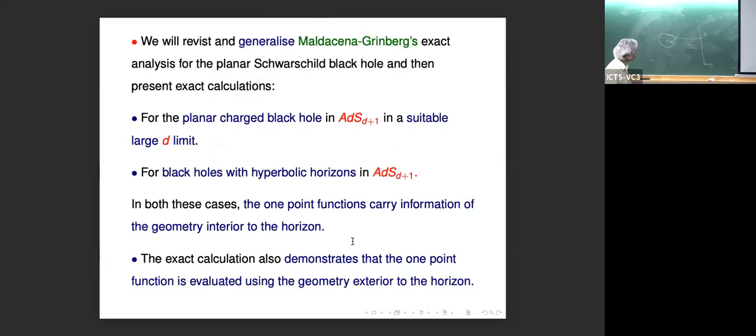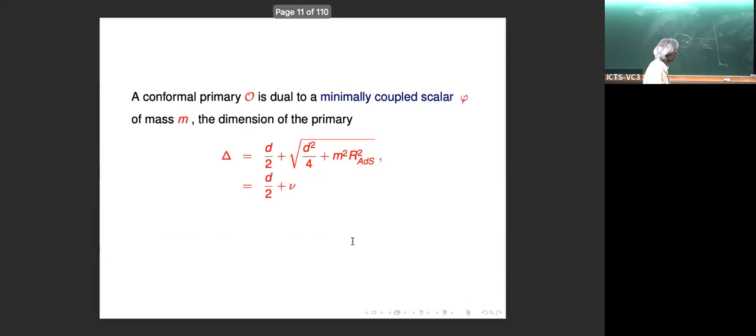Okay. So we will revisit this, and slightly generalize the Maldacena and Grinberg calculation for the planar Schwarzschild black hole, and then present an exact calculation for the planar charged black holes and, in a suitable large D limit, black holes with hyperbolic horizons. So these are the two examples, and in both cases, the 1-point functions assume similar structures. And in fact, as you will see, the calculation relies entirely on the geometry outside the horizon. So that is also interesting.